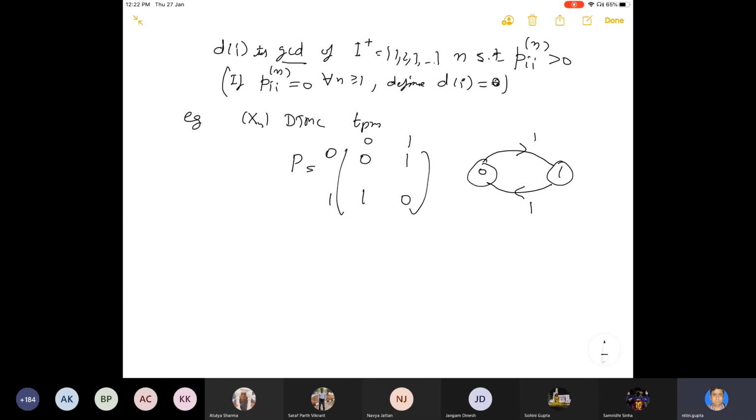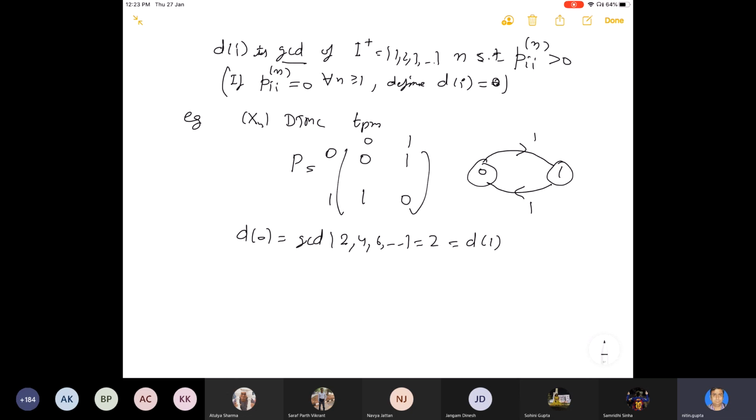So what is the period of state 0? GCD of, so in one step it is not possible, in 2 steps we can come back, in 4 steps we can come back, in 6 steps we can come back. So it is 2 here. Similarly, you can easily see that the period of state 1 is also 2. So the period of states 0 and 1 is 2 here.